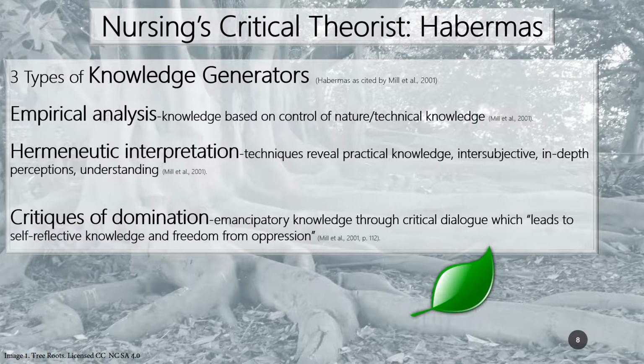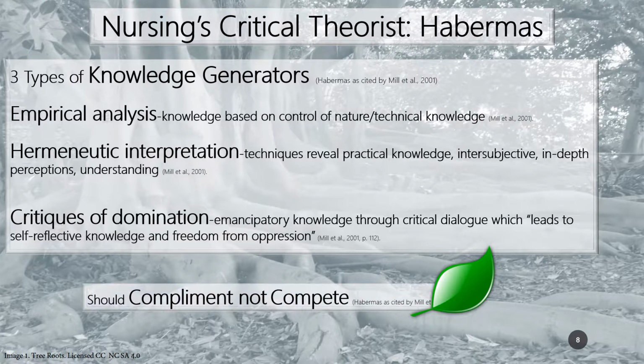Habermas also proposed that there were three types of knowledge generators. There's empirical analysis, which is, of course, hard science, data. Hermeneutic interpretation has to do with techniques to uncover practical knowledge and is generated through dialogue, phenomenological exploration of lived experiences, for instance. Critiques of dominion is knowledge gained through using critical approaches, which includes, very simply put, self-reflection and results in freedom from oppression. It's more complicated than that. Ideally, the three should complement one another rather than competing.